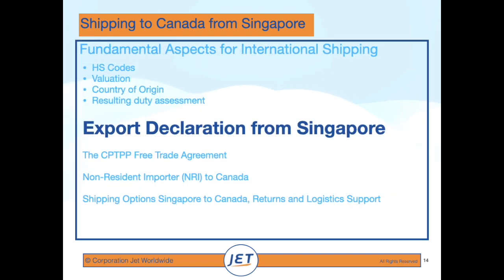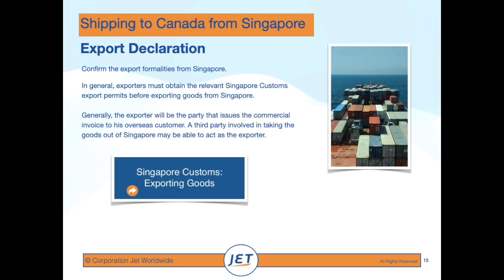Export declaration from Singapore. In general, exporters must obtain the relevant Singapore Customs export permits before exporting goods from Singapore. Generally, the exporter will be the party that issues the commercial invoice to the overseas customer. A third party involved in taking the goods out of Singapore may be able to act as the exporter. Keep in mind that the HS code used for export may differ from the one necessary for import to Canada.